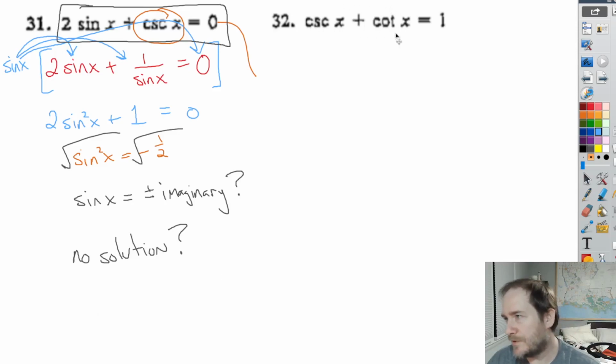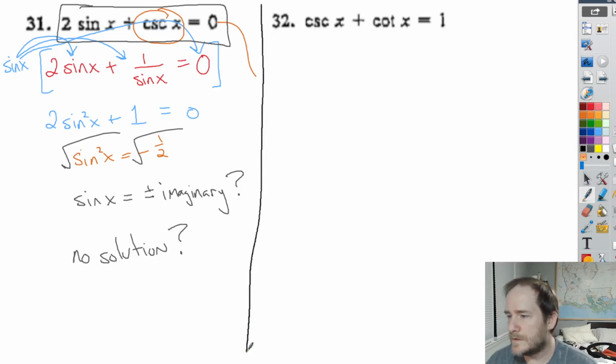This next one is probably a different story. So let's do that. No, it's definitely a different story. Of course it's a different story.